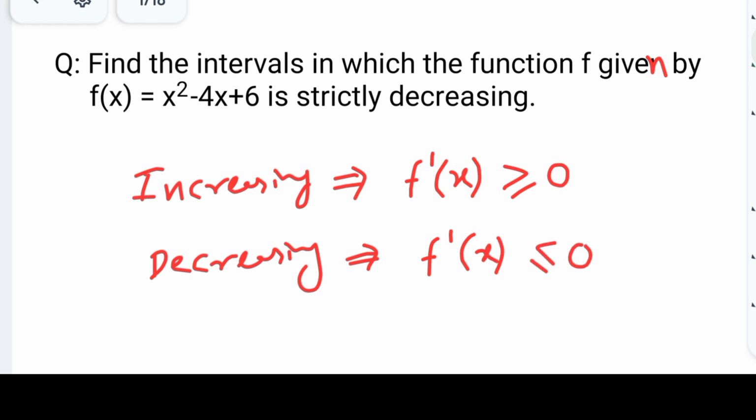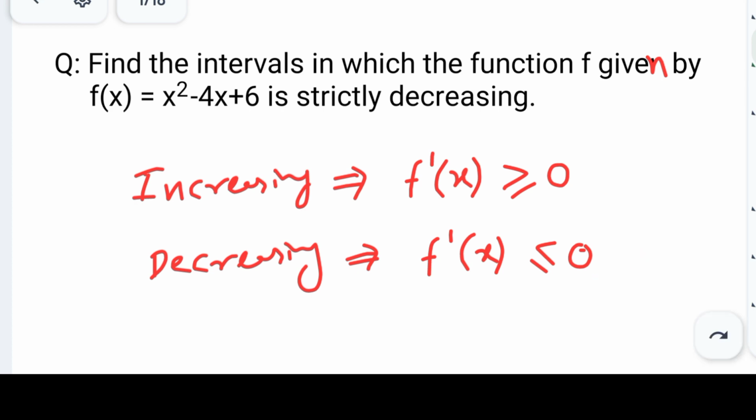I will discuss how to solve this question, but first we are understanding the concept. What is the meaning of function increasing? If function f(x) is increasing, f'(x) will be greater than or equal to 0. If function is decreasing, f'(x) will be less than or equal to 0. And one word you are seeing, strictly decreasing. If I include this word, strictly decreasing or increasing, then this equal sign will be removed.